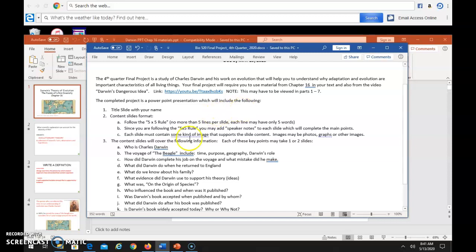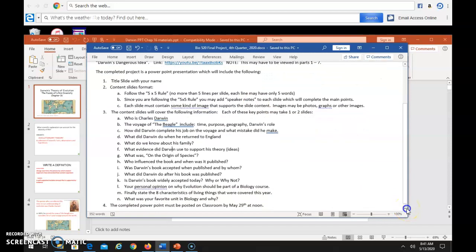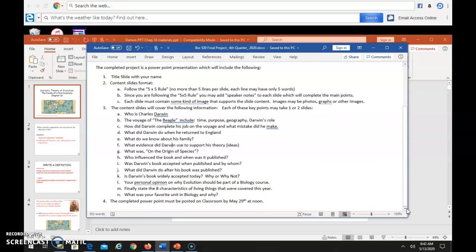Now, your project itself is a PowerPoint that will include the following. First of all, a title slide with your name. Secondly, content slides. Content slides have to follow the 5x5 rule. The 5x5 rule is no more than 5 lines per slide, and each line of those 5 may contain no more than 5 words. So you've got to be very concise. You may add speaker notes if you want to. And each slide must contain some kind of image.